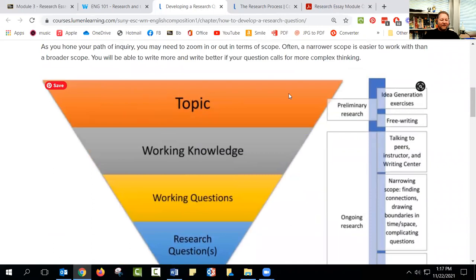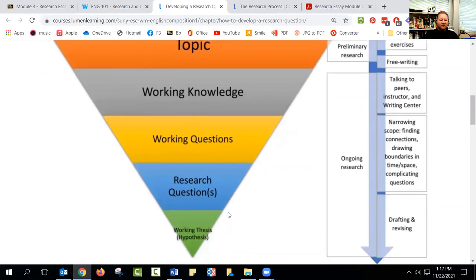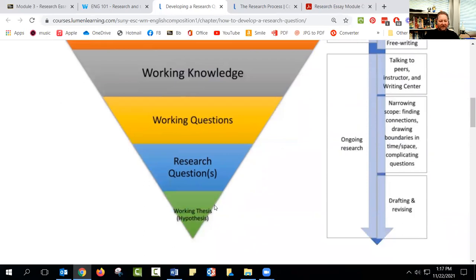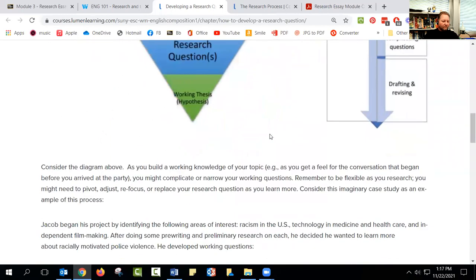So it talks about, your topic is like the big giant thing, the working knowledge, like what do you already know? What are you slowly learning about it? Your question or your questions that you're forming, and then ultimately your research question. And then the answer to your research question will lead you to your working thesis statement, right? So it's the same kind of steps mentioned on that other document, but this one's a nice little visual. So that's pretty good there, right?